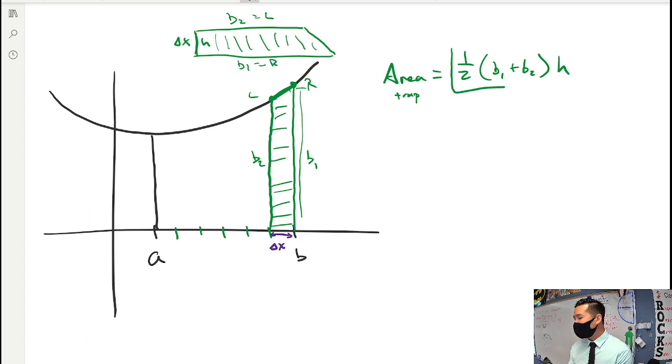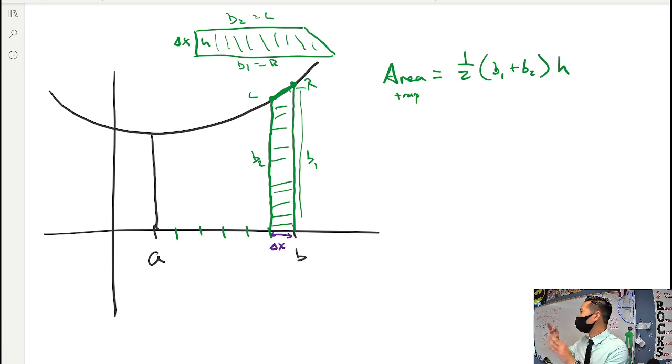You're taking the average of the bases and multiplying it by the height. And that's how we're calculating this area. That's the reason why it's 1/2, and then you add the two bases together. You get the average of those two. Does that make sense? And that's what we're doing here. Because it's not a perfect rectangle, we take the average of the two and then just multiply by that height.